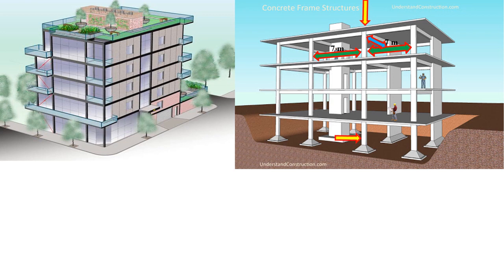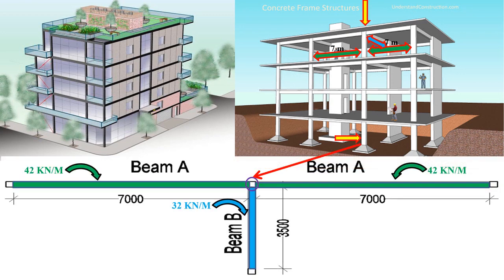You are able to see that on both sides there is a 7 meter beam, and in the front there is also one beam of 3.5 meters. So let's take a clear picture from that diagram. I'm just putting down the nomenclature. That is beam A, because both have a 7 meter span, and in the front, shown in blue color, is the 3.5 meter span.